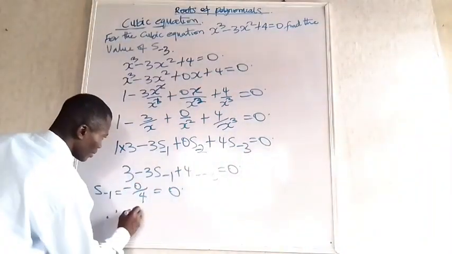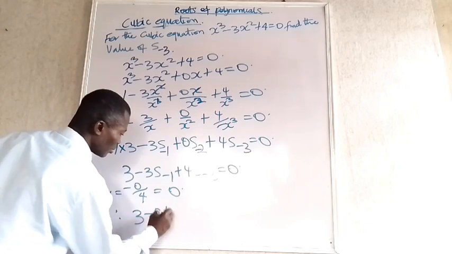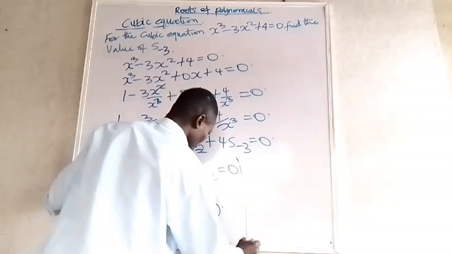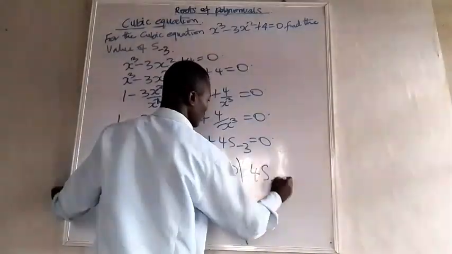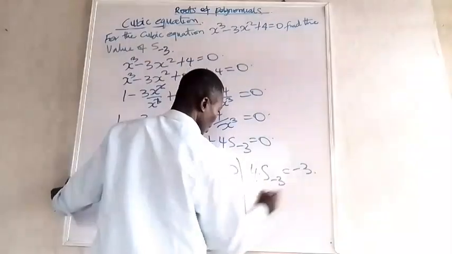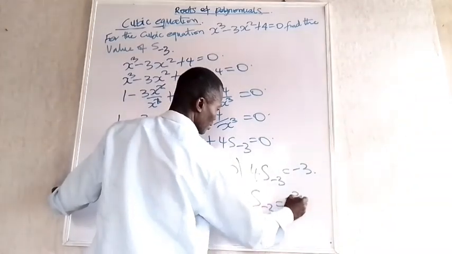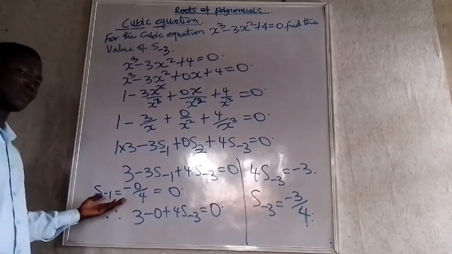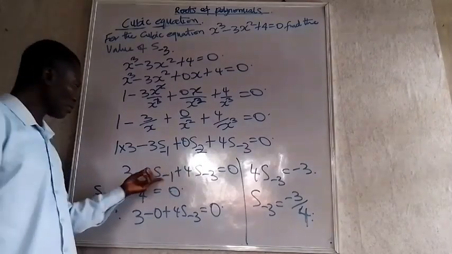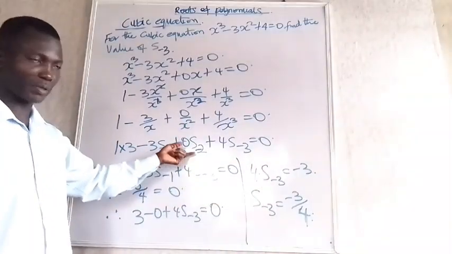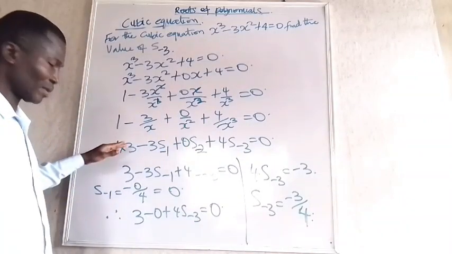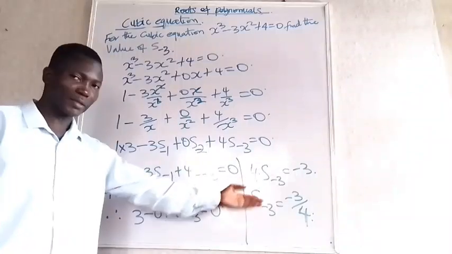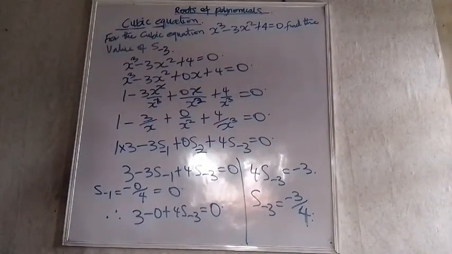Therefore, 3 minus 0 plus 4s minus 3 is equal to 0. So 4s minus 3 is equal to minus 3. S minus 3 is equal to minus 3 over 4. So you can see how easy it came out once we know how to get this from summation. This one, we might have needed to get s minus 2 before, but because the coefficient is 0, we absorbed it. Therefore, that's it. Very simple and straightforward.